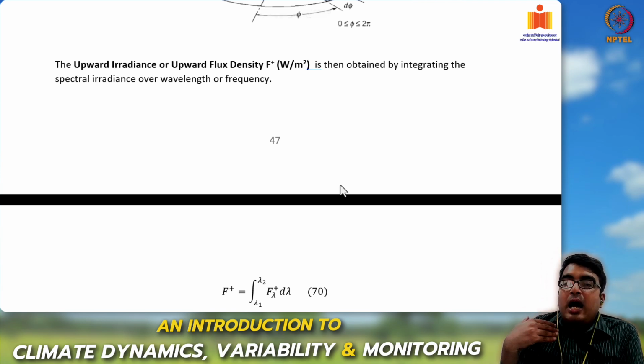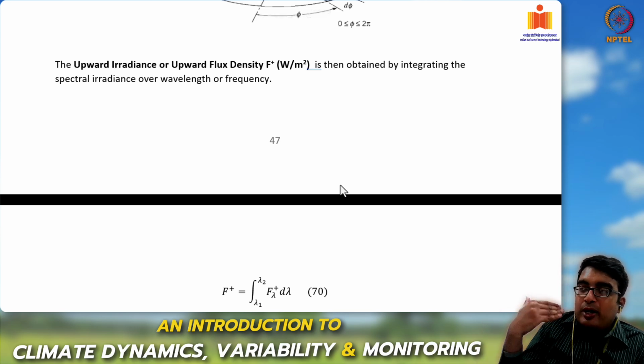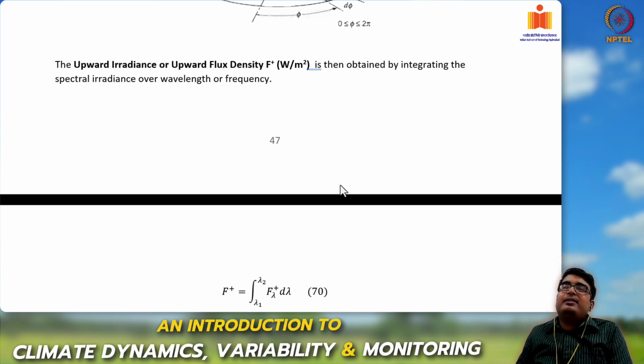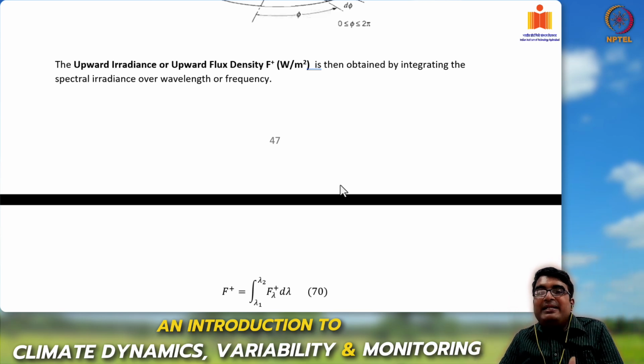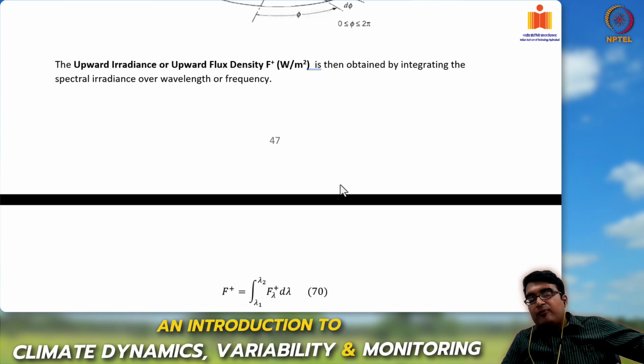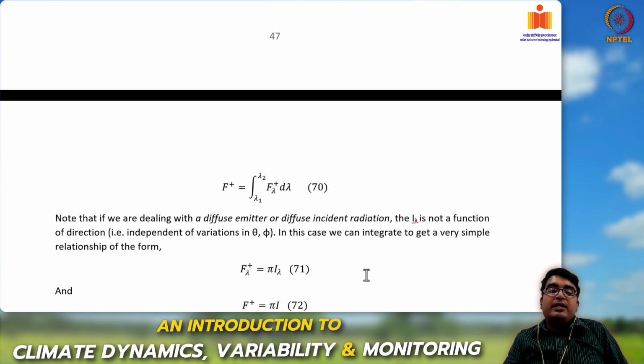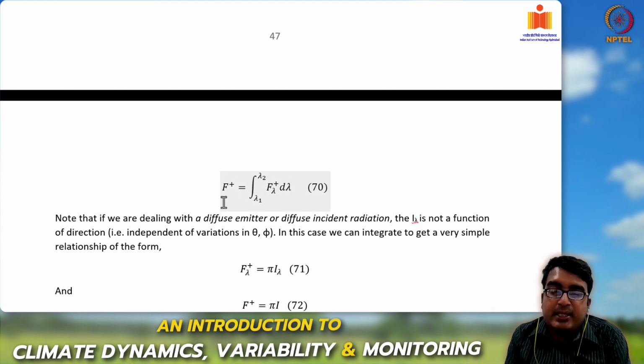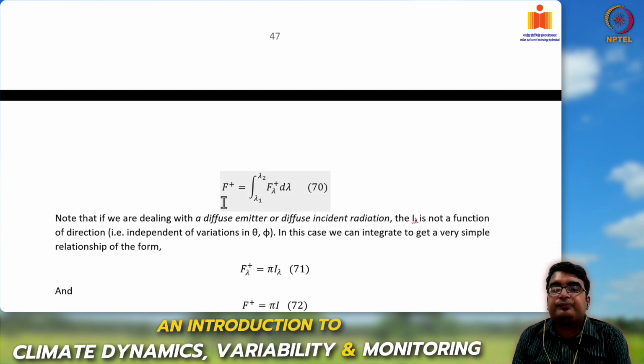The upward irradiance or the upward flux density can be evaluated then by integrating the spectral irradiance over the entire wavelength or frequency range. So before it was spectral irradiance, now if we integrate over the entire wavelength or frequency range, then we get the total irradiance or total flux density. So you are integrating the upward spectral irradiance from lambda 1 to lambda 2. So the total upward flux density is F plus. Okay.